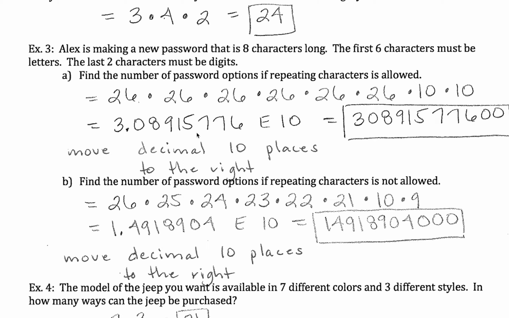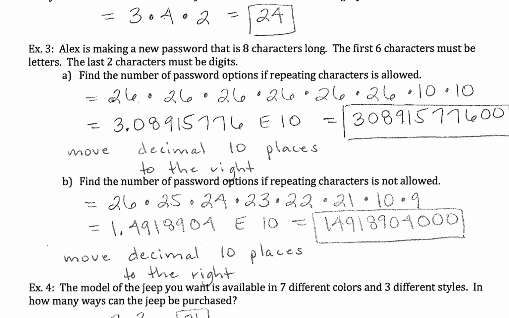So next, we're making a password that's 8 characters long. The first 6 characters must be letters. Side note, there are 26 letters in the alphabet. And the last 2 characters must be digits. There are 10 digits. You've got a calculator or a phone right with you. If you go to type in a number, you'll see there are 10 single numbers, 0 through 9. You can count them up if you want to, but there are 10 different digits, not 9.